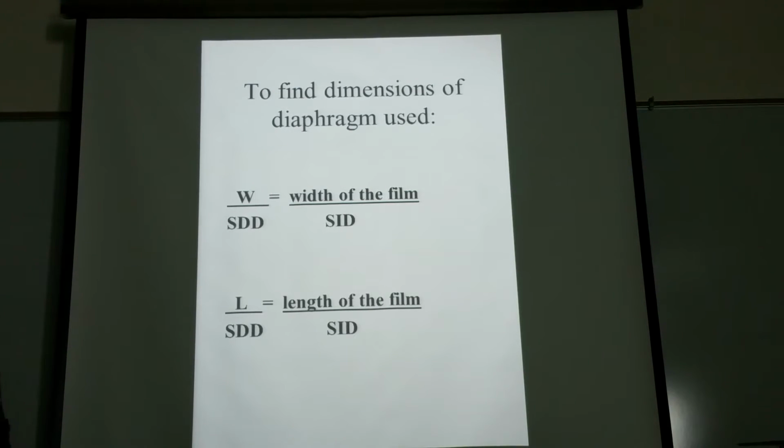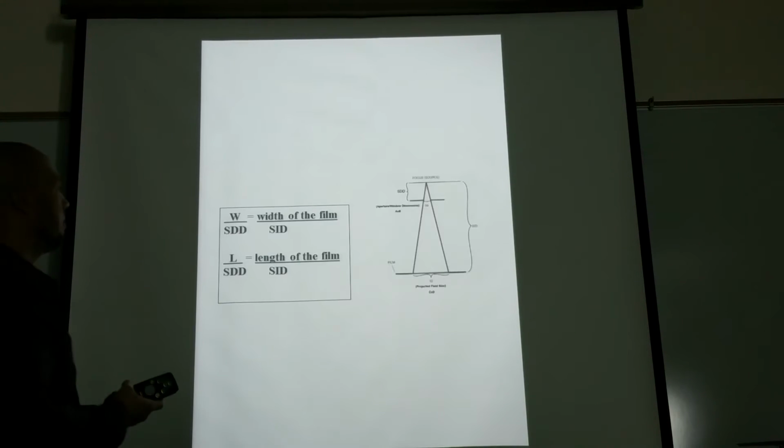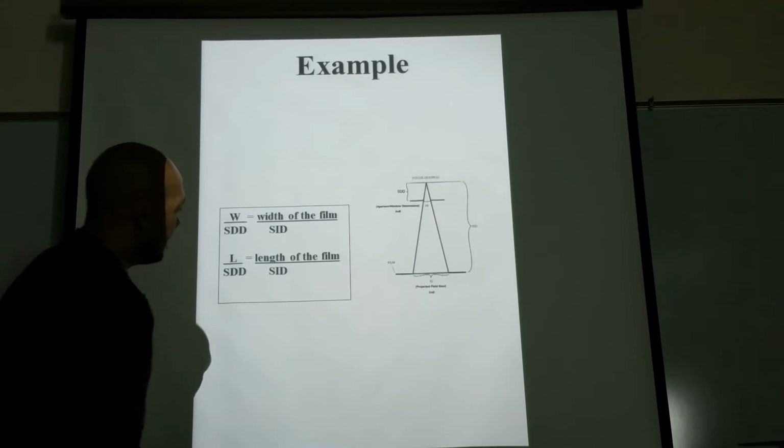So to find our dimensions, we're going to have to do this twice. Okay, we have to do this twice. Once to figure out the width, the other to determine the length of the aperture size of our window. Okay? This is what it means.